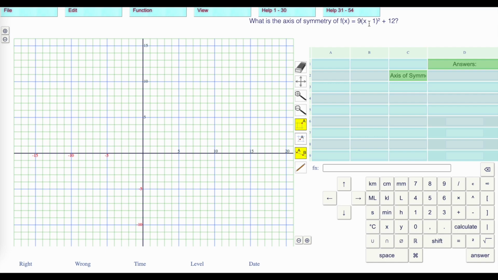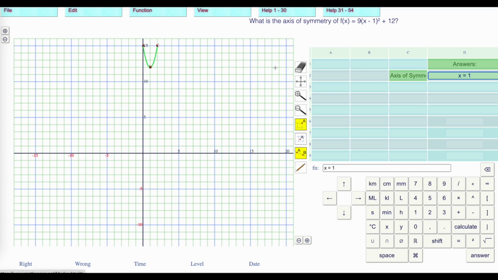The vertex is at 1, 12, like that, and it's opening up. So it's going to do something like this. Okay, so the axis of symmetry is going to be right here. X is equal to 1. It's a vertical line. In this case, x is equal to 1.